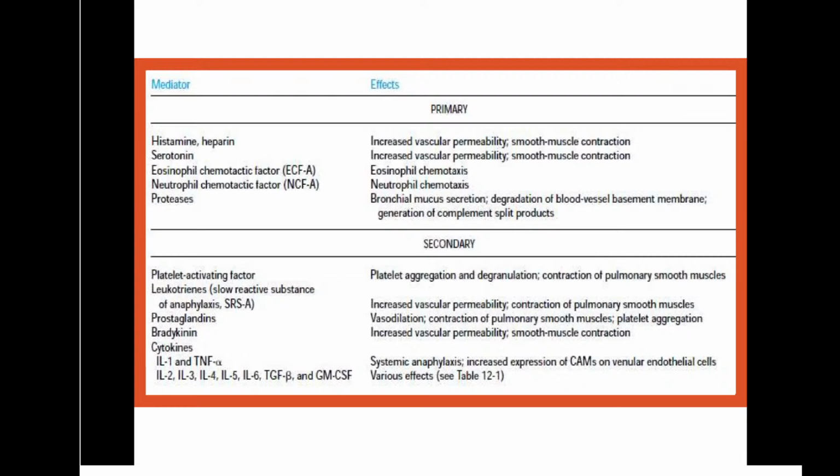Serotonin: increased vascular permeability, smooth muscle contraction. Then eosinophil chemotactic factor causes eosinophil chemotaxis, and neutrophil chemotactic factor causes neutrophil chemotaxis. Then primary mediators like proteases cause bronchial mucosal secretion, degradation of blood vessel basement membrane, and generation of complement split products.